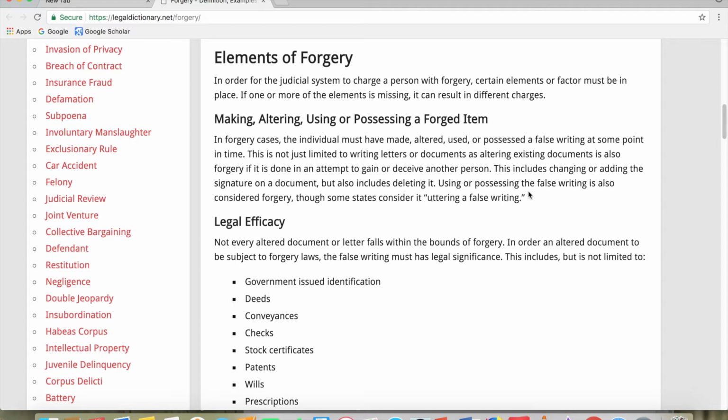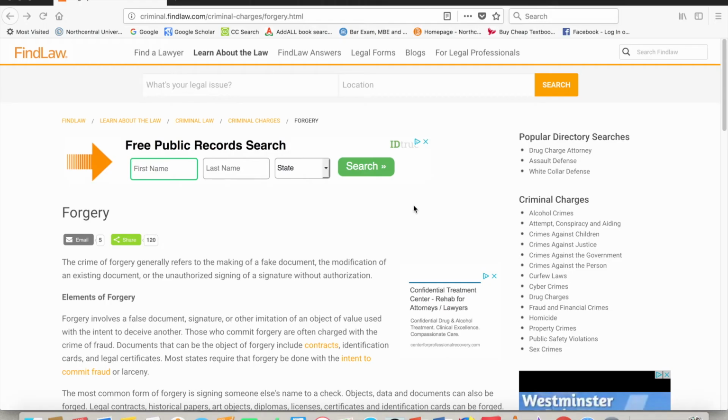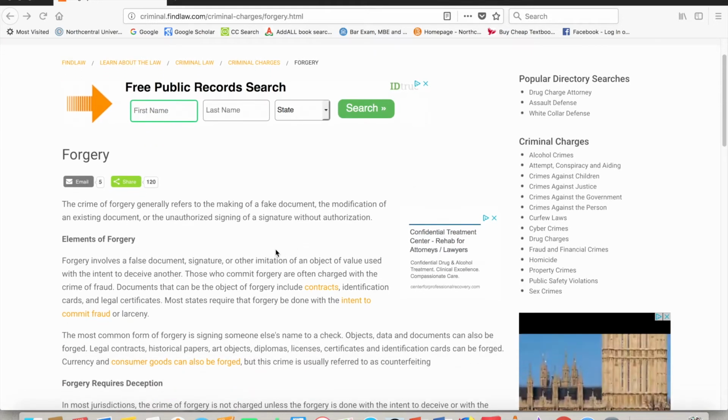Now, the next question that I'm going to go over is an MBE. The last one was an essay. The MBE question is taken from an actual, old MBE, and it is in a book. I'll be right back. That we have one of the hypotheticals we're going to discuss.